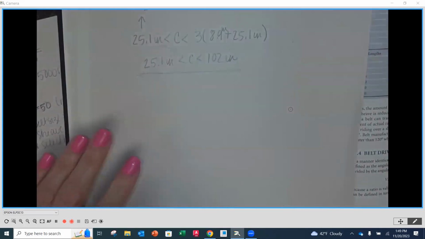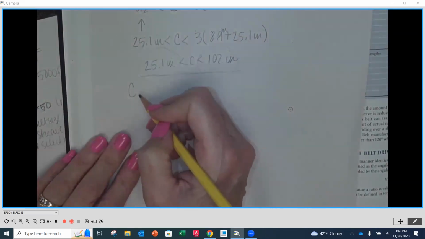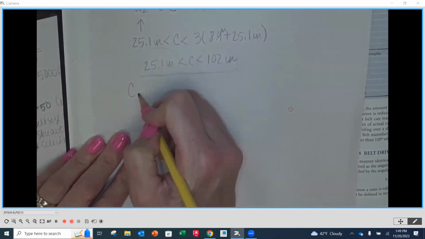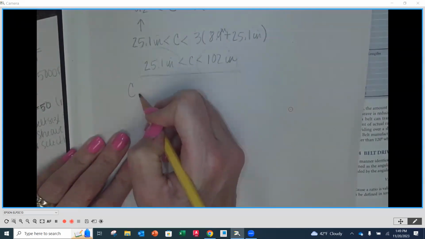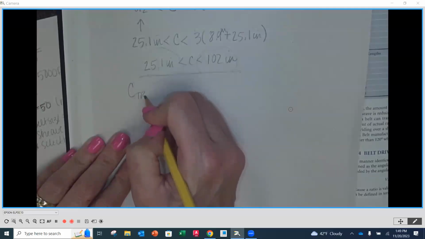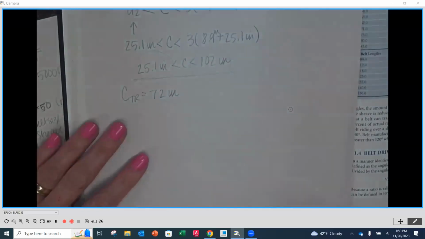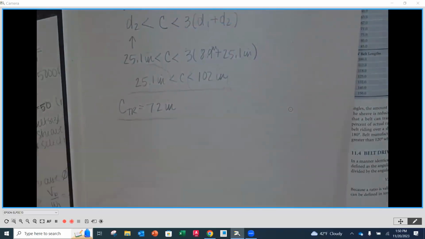So what's our number? What do you want it to be? 72. Jacob says we're going with 72. All right. So what do we want to call it? It's not the actual C, it's the C trial, C-TR, 72 inches. This is what we're going to use for a little bit here.